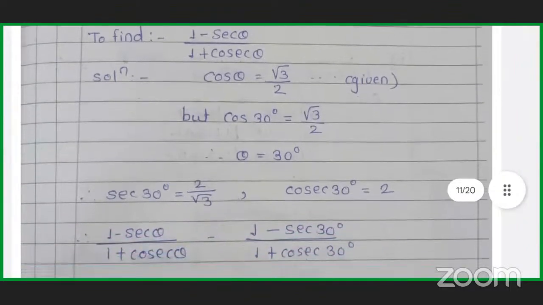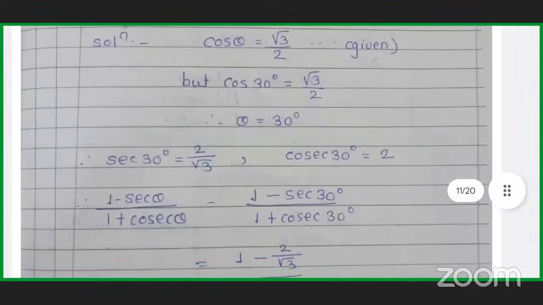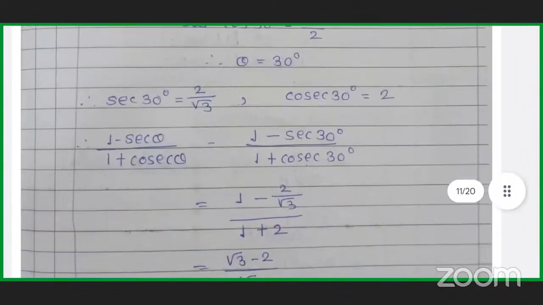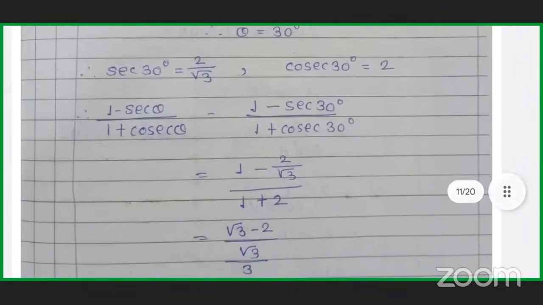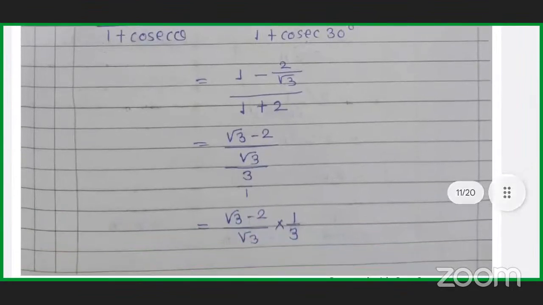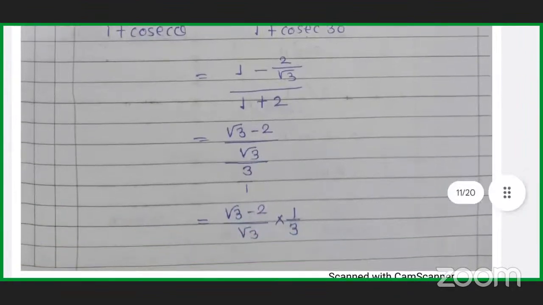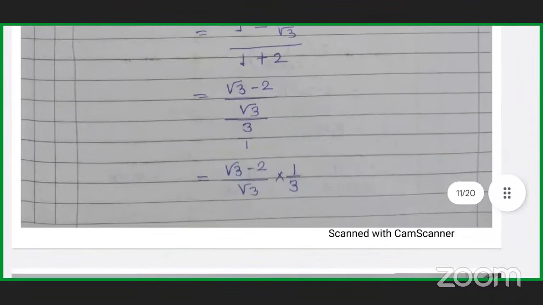Put in the given information, that is 1 minus sec theta upon 1 plus cosec theta. So here 1 minus sec 30 degree, 1 plus cosec 30 degree. So put in the given values. So 1 minus 2 upon root 3, upon 1 plus 2. So here with the same denominator we get root 3 minus 2 upon root 3. Denominator 1 plus 2, that is only 3. So here 3 upon 1, inverting and multiplying.